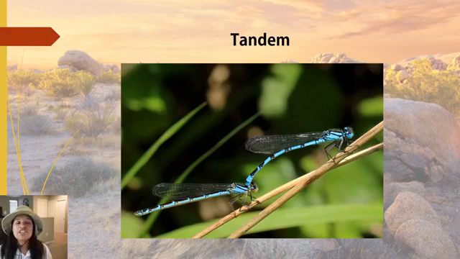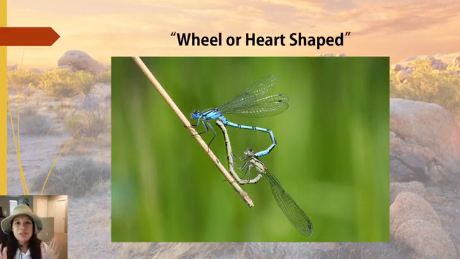And this formation is called tandem, though sometimes it's called wheel or heart-shaped because of the cute formations they make when their abdomens are moved. So if you get really lucky in the wild, you'll get to see, especially during springtime when they're mating, this cool formation that looks exactly like a heart. I hope you get to see it, explorers.